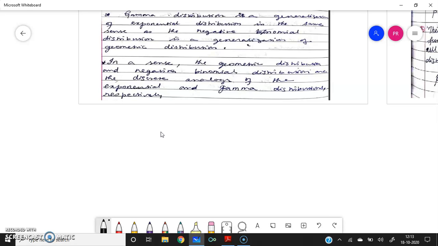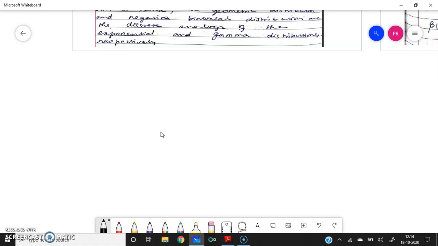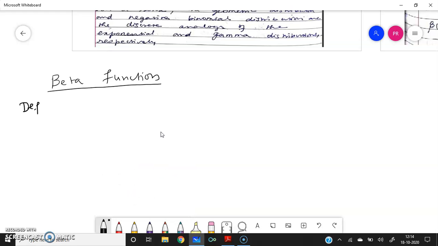Right now we are going to see the beta distribution. First we'll see the beta function. In order to see the beta distribution, we should know about the beta function. So we'll learn what a beta function is. First we'll understand the definition of the beta function.